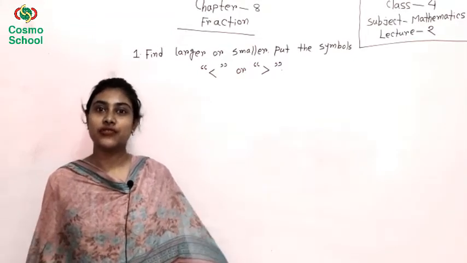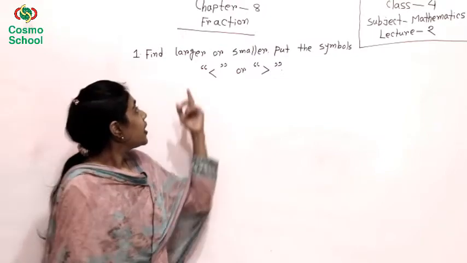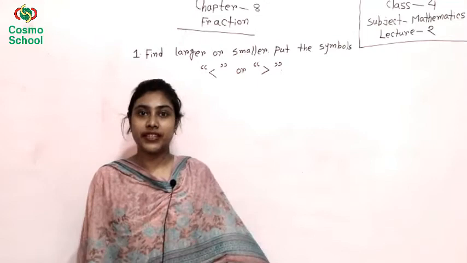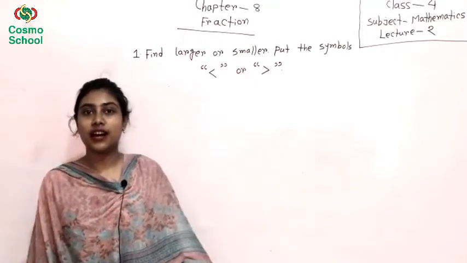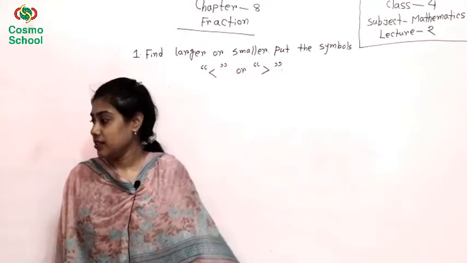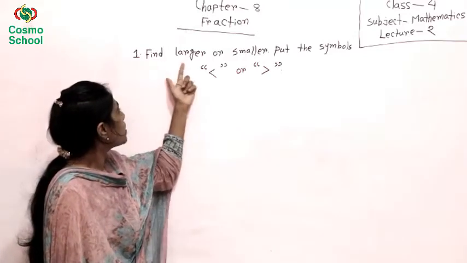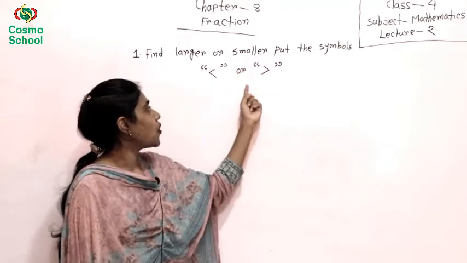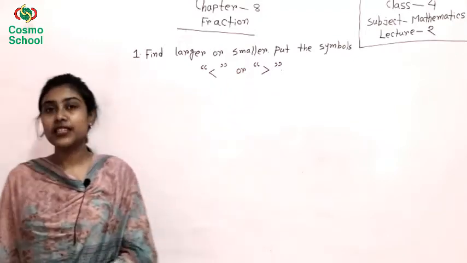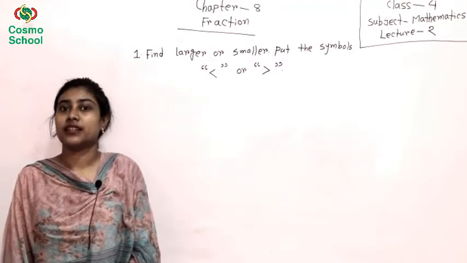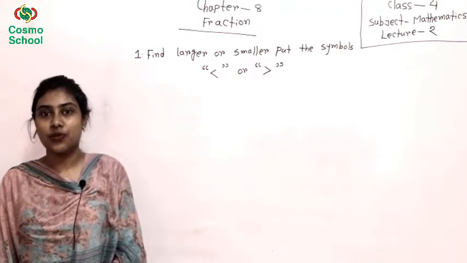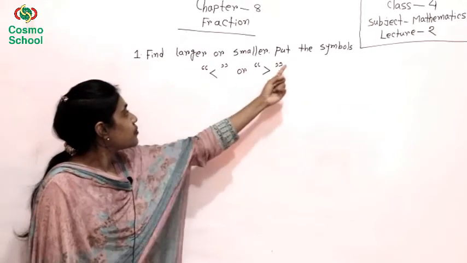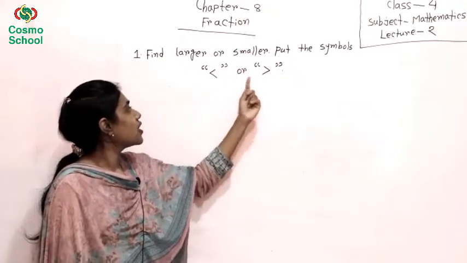Now I am going to start chapter number 8. The chapter name is Fraction, for class 4 mathematics. In the previous class, I learned to find larger or smaller by putting the symbols smaller than or larger than for the same denominators. But in this class, I will try to understand how to find larger or smaller by putting the symbols for the same numerator.